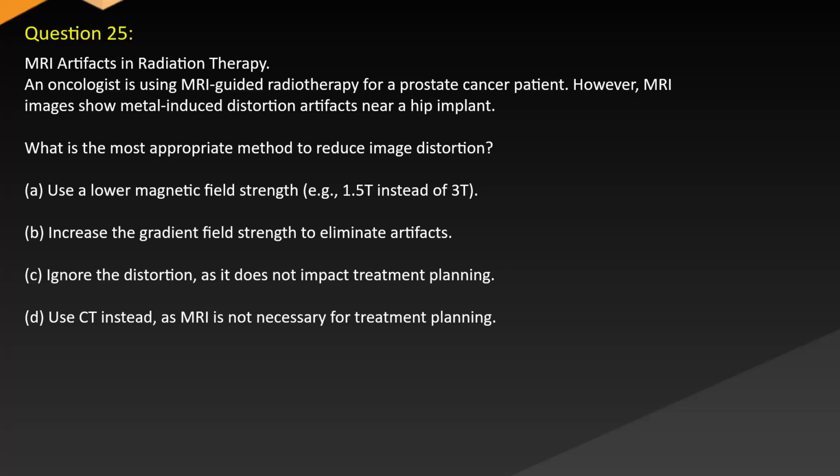Question 25. MRI artifacts in radiation therapy. An oncologist is using MRI-guided radiotherapy for a prostate cancer patient. However, MRI images show metal-induced distortion artifacts near a hip implant. What is the most appropriate method to reduce the image distortion? A. Use a lower magnetic field strength, 1.5 T instead of 3 T. B. Increase the gradient field strength to eliminate artifacts. C. Ignore the distortion as it does not impact treatment planning. D. Use CT instead, as MRI is not necessary for treatment planning.